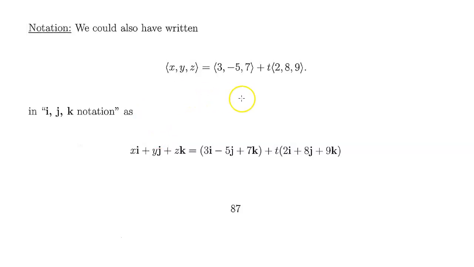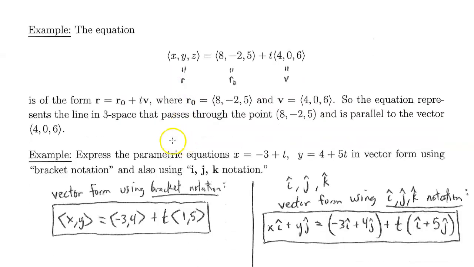Again, we could rewrite this vector equation in the ijk notation. It's always good to be able to move back and forth between the brackets and the ijk. So we could write this as xi plus yj plus zk is equal to 3i minus 5j plus 7k plus t times 2i plus 8j plus 9k. It's always good to be able to translate back and forth between those different notations.